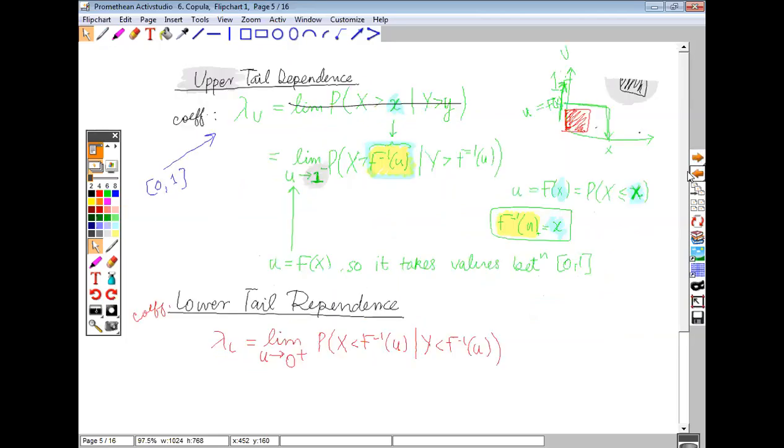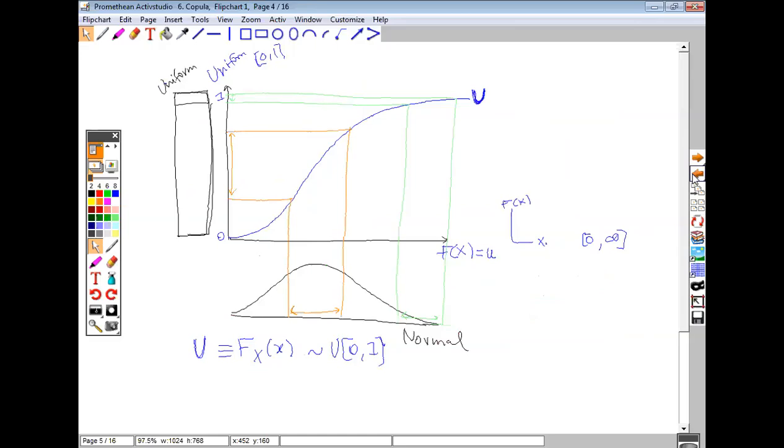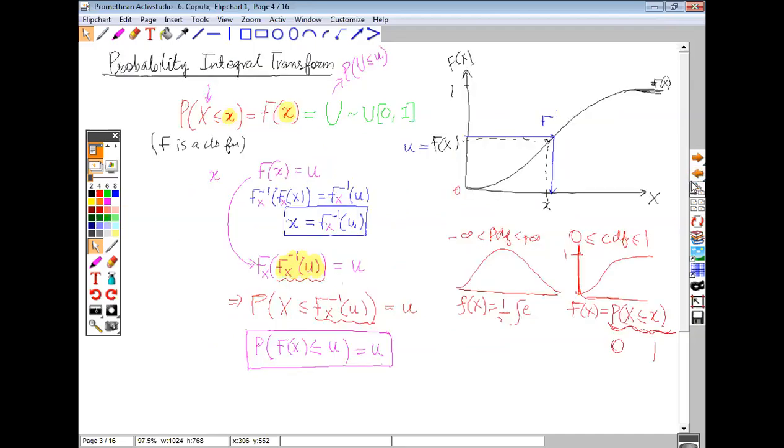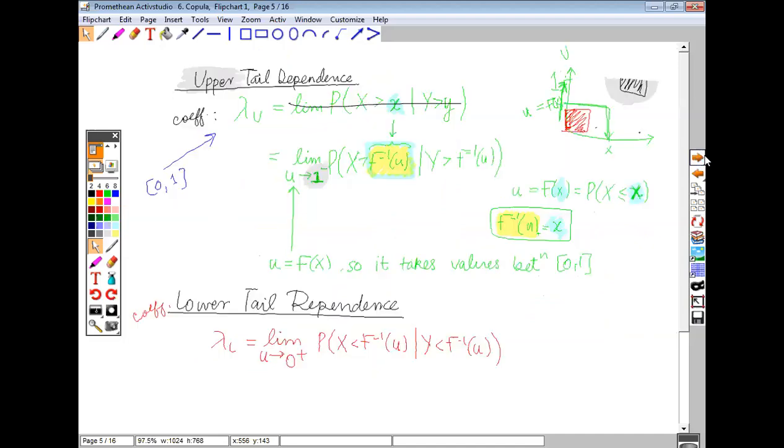So you know that your capital F of x and capital F of y also follow a uniform distribution. And again, it satisfies all the properties first of a distribution. And second, we also proved that this probability is just equal to u. So it allows us to deduce that this F of x is nothing but a uniform distribution over 0, 1.